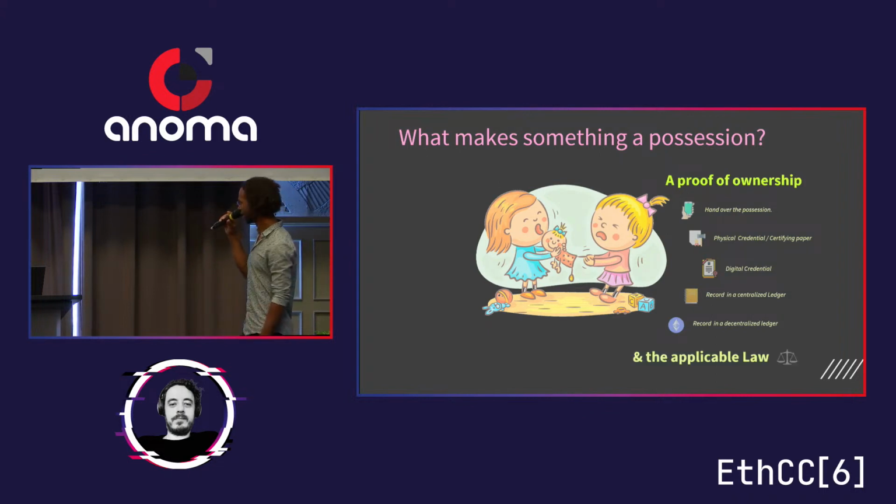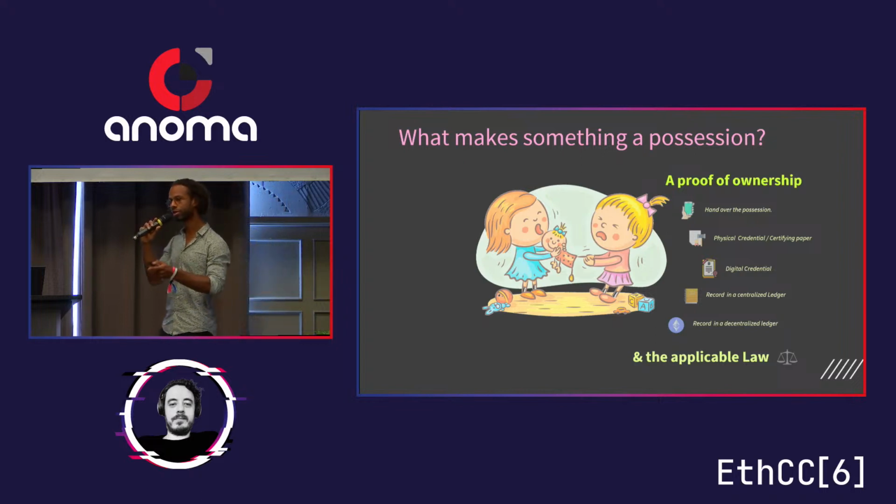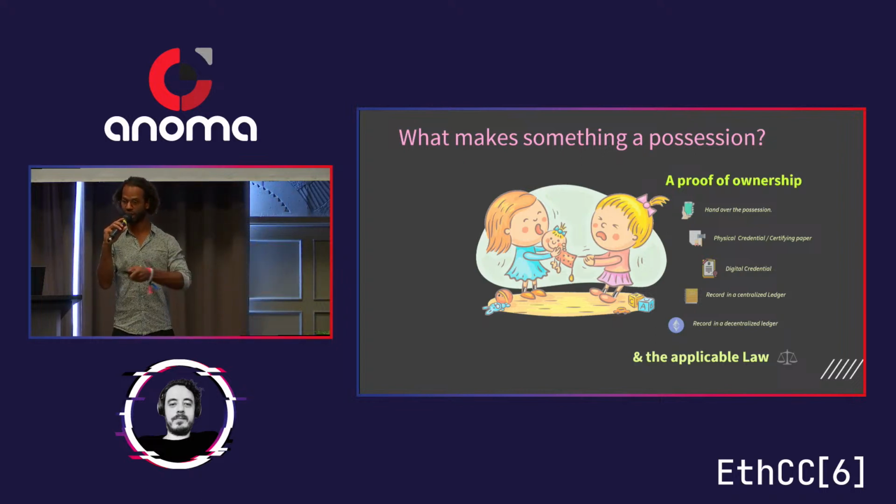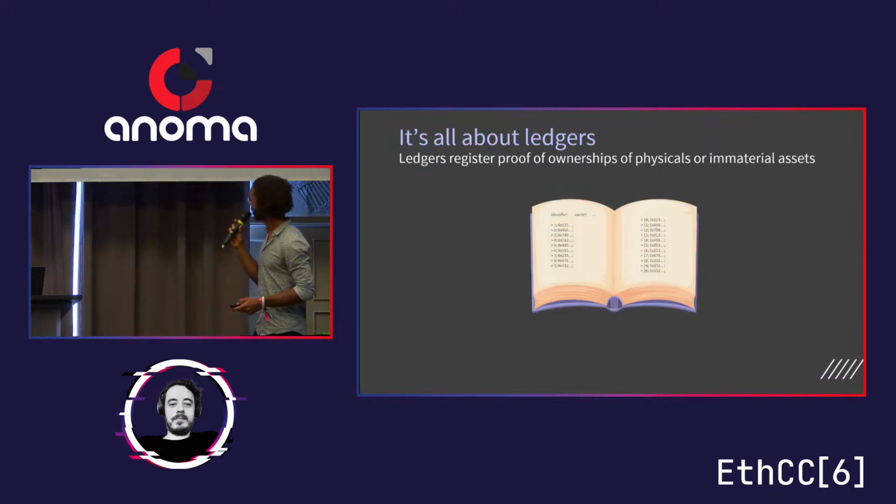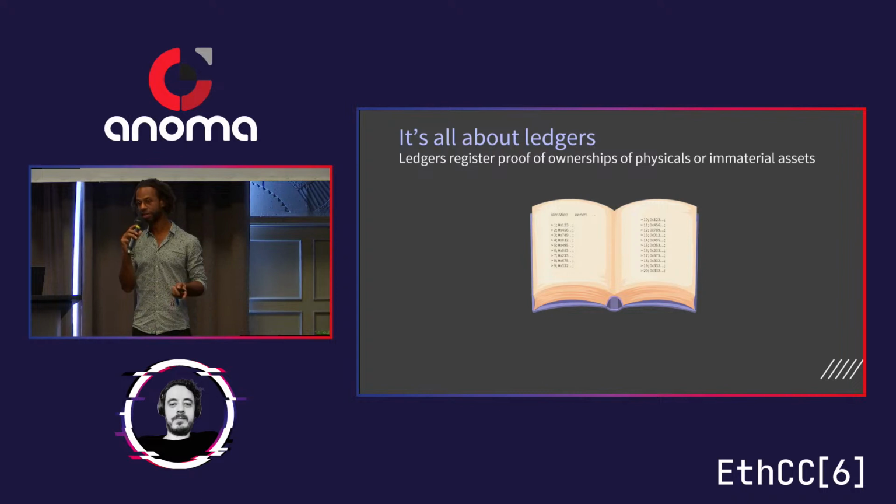So all that is key for valuable assets, and laws help a lot on that, because if you have a dispute, you rely on laws. But sometimes your asset is directly on-chain, for example, and then you don't need anything other than the proof on-chain. So it's all about the ledger for valuable assets, and you can have virtual or physical or immaterial assets. And a ledger, like a blockchain or any centralized ledger, is just a pointer that shows that you own something. So it's a proof of ownership.